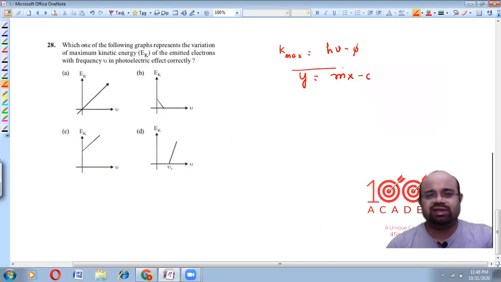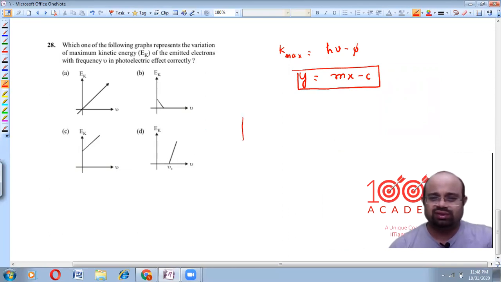So if we draw this graph, with maximum kinetic energy on the y-axis and frequency on the x-axis, it becomes y is equal to mx minus c. Directly proportional, positive slope and negative intercept. So this should be a graph which has a positive slope and negative intercept. So this would have been something like this, which is the D option.